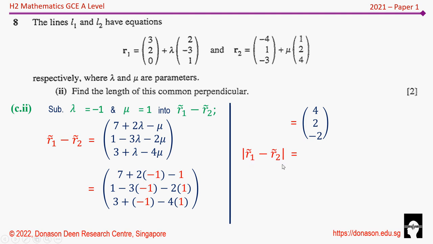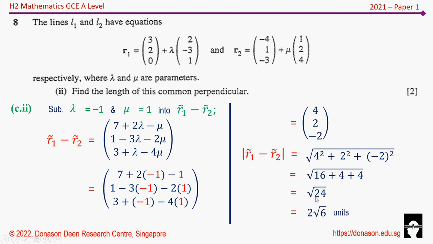So let's find the magnitude of this common perpendicular by using Pythagoras theorem. We're going to take the square root of 4 squared plus 2 squared plus -2 squared. 4 squared is 16, 2 squared is 4, and -2 squared is another 4. So 16 plus 4 is 20, 20 plus 4 is going to become 24. So square root of 24, which you can break up as 4 times 6. So root 4 is going to give you 2 times root 6 units. So that would be the length of this common perpendicular, and that's how you solve it in order to get your 2 marks.